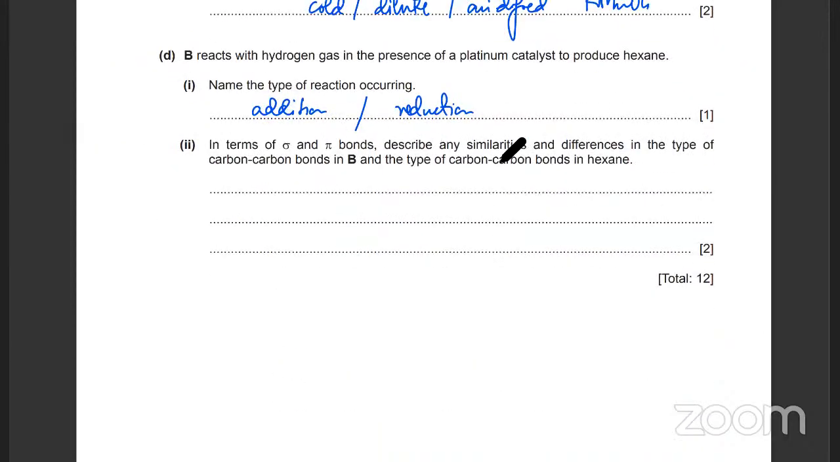Now, in terms of sigma and pi bonds, describe any similarity and difference in the type of carbon-carbon bonds in B and the type of carbon-carbon bonds in hexane. So what is the difference between the carbon-carbon bonds in an alkene and in a hexane molecule?